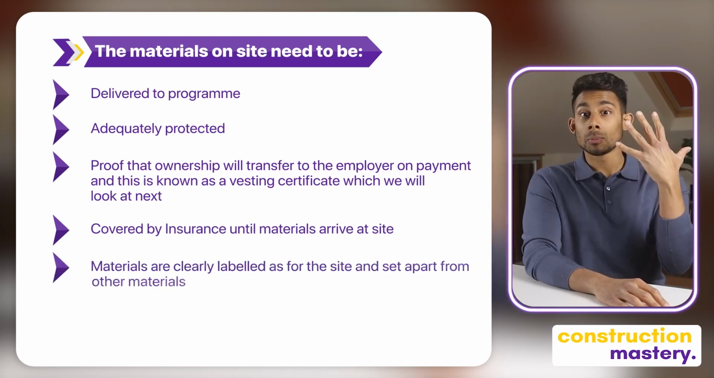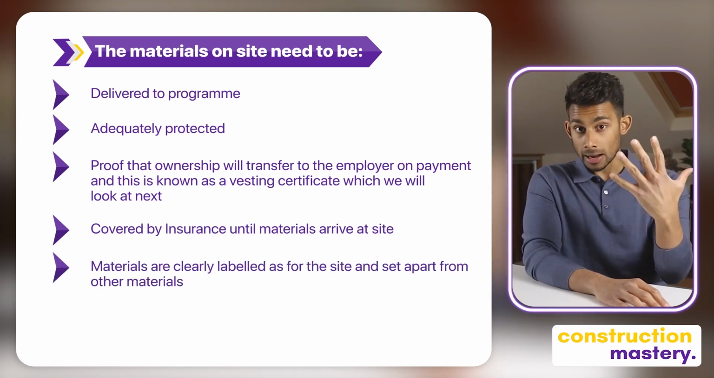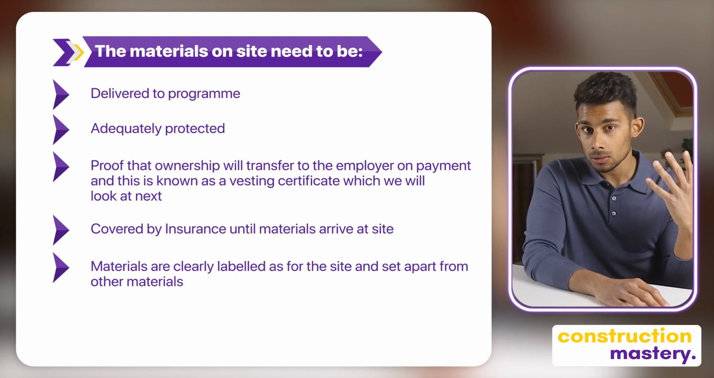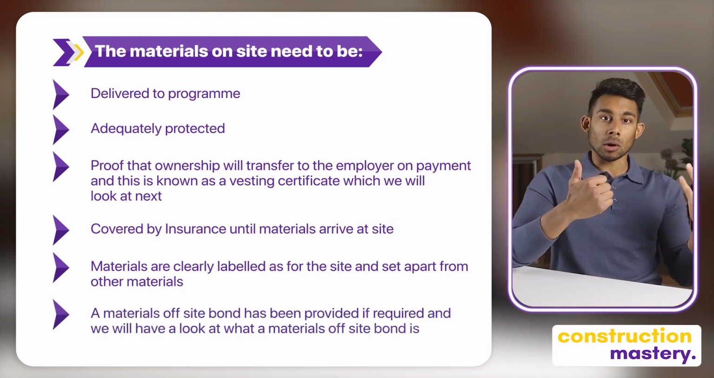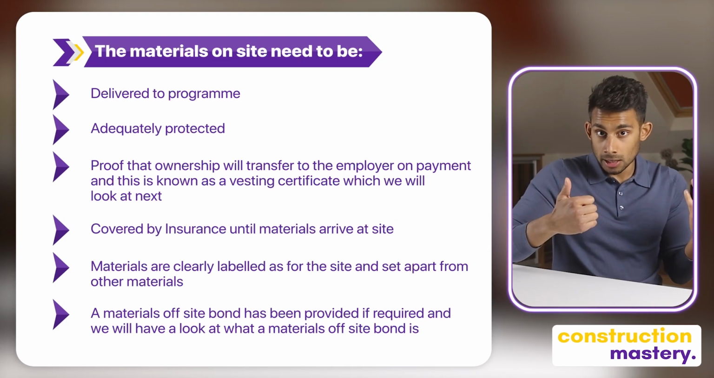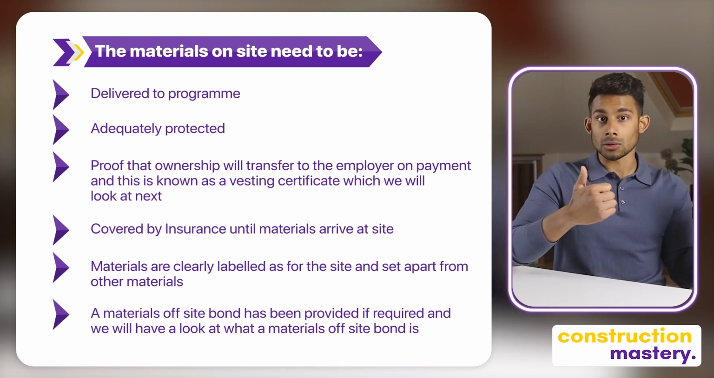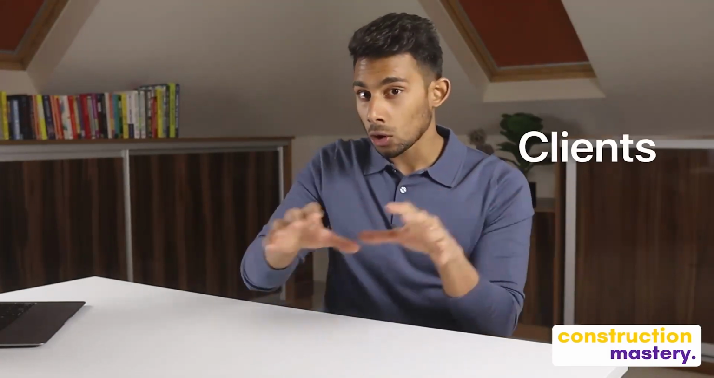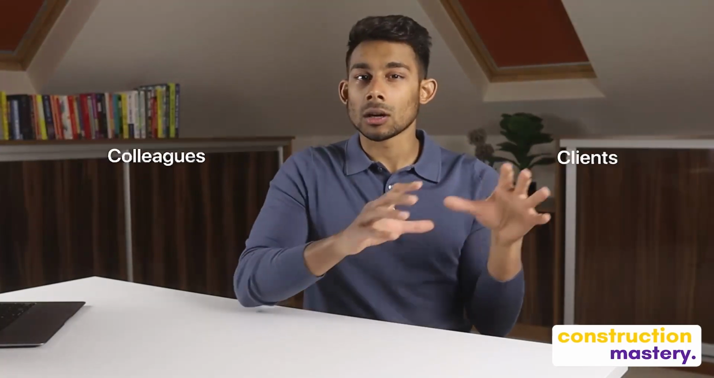The material should be clearly labelled as for the site and set apart from other materials. A materials offsite bond has been provided if required, and we're going to have a look at what a materials offsite bond is. So can you see how you would need to know all of this information to advise your clients or your colleagues? This is information that commercial managers or project directors have at their fingertips. They just know it straight away. You need to have this at your fingertips too.